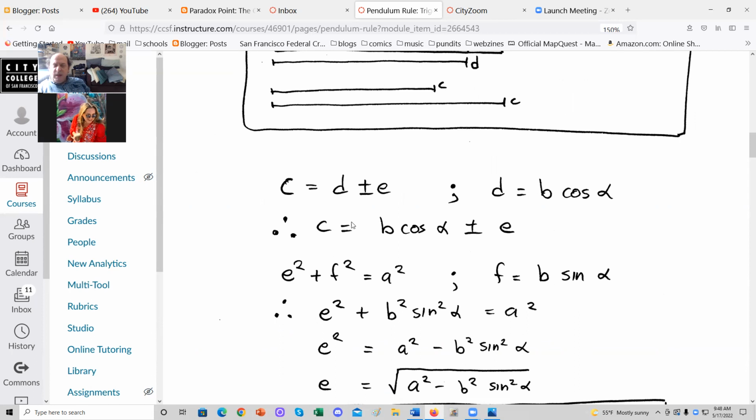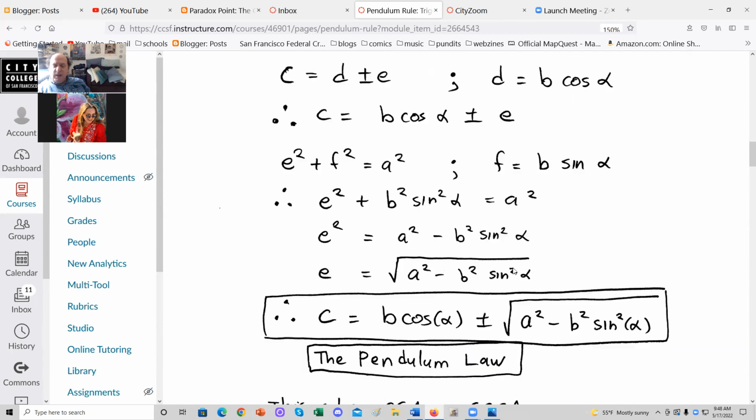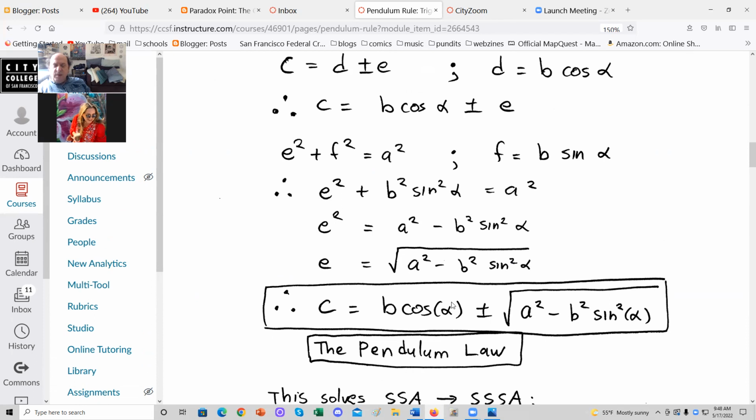Now remember, C is B cos alpha plus or minus E, namely this. So you put it together and get C equals B cosine alpha plus or minus the square root of A squared minus B squared sine squared alpha. I call this the pendulum law. Its main difficulty is that unlike the sine law and the cosine law, it's not terribly symmetrical. So it is what it is.